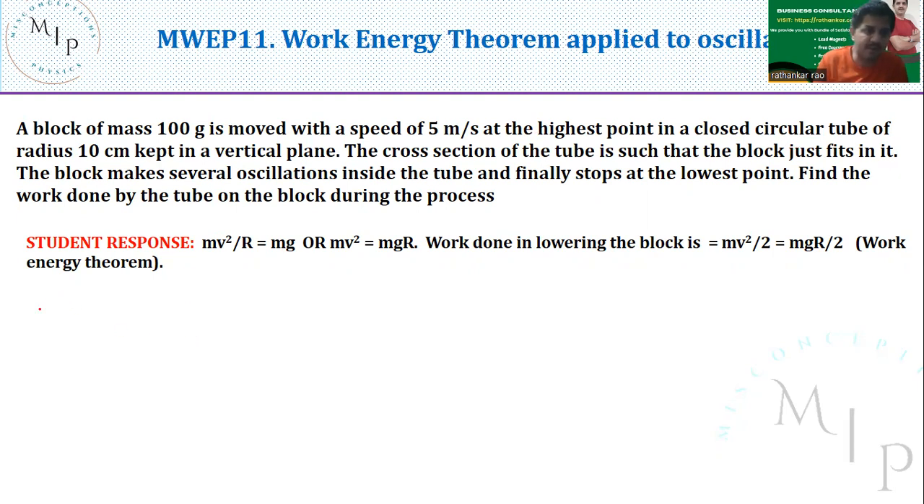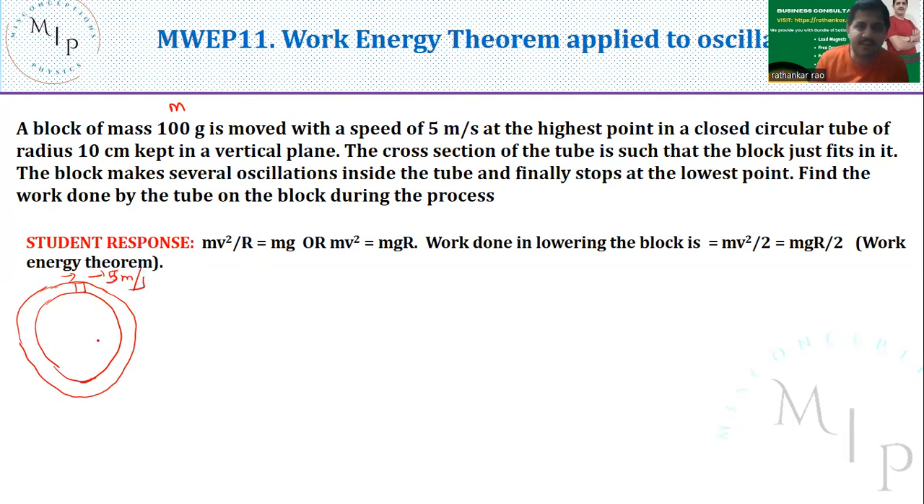So you have a closed circular tube like this, and let us say this is the container. Assume it's a circle. It doesn't appear to be like a circle, but anyway. You keep a block here, and the mass of this is 100 grams. Now what you do is you give a push here, whose speed is 5 meters per second. Now it's a vertical circle. So therefore, this velocity is 5 meters per second.